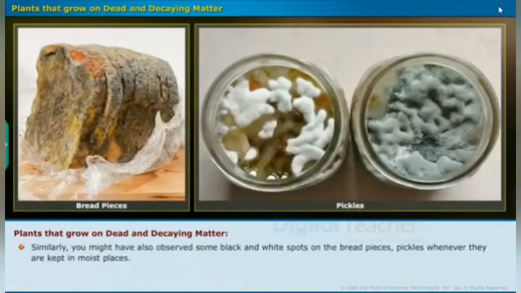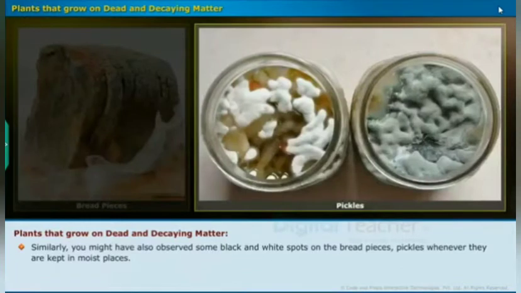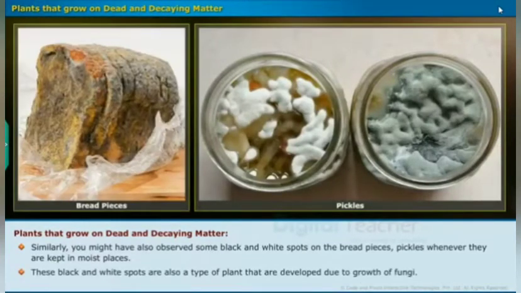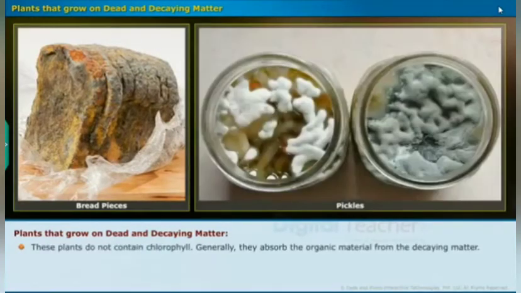Similarly, you might have also observed some black and white spots on bread pieces and pickles whenever they are kept in moist places. These black and white spots are also a type of plant that develops due to the growth of fungi. These plants do not contain chlorophyll. Generally, they absorb the organic material from the decaying matter.